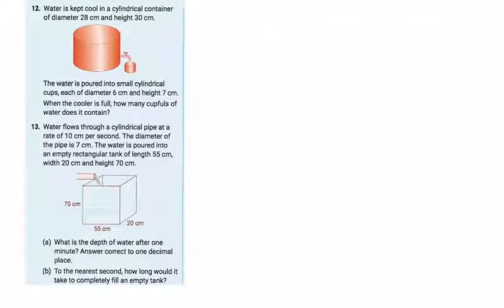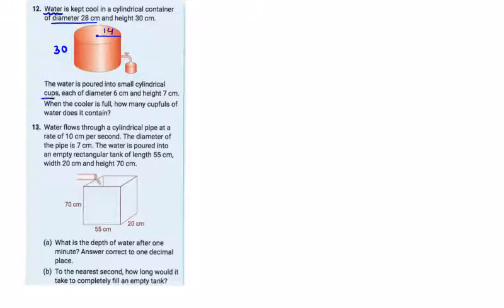So let's look at a couple more water flow questions. What we have here is water kept cool in a cylindrical container of diameter 28. There's enough room to put the radius there, 14, and height 30, both in centimeters. The water is poured into small cylindrical cups, cylinders again, each of diameter 6 and height 7. So we'll go cylinder 1 and cylinder 2.